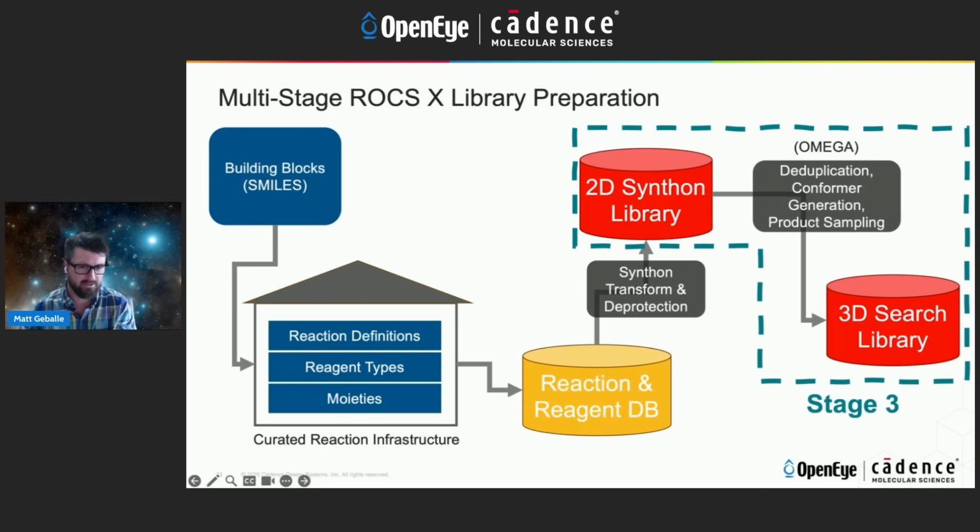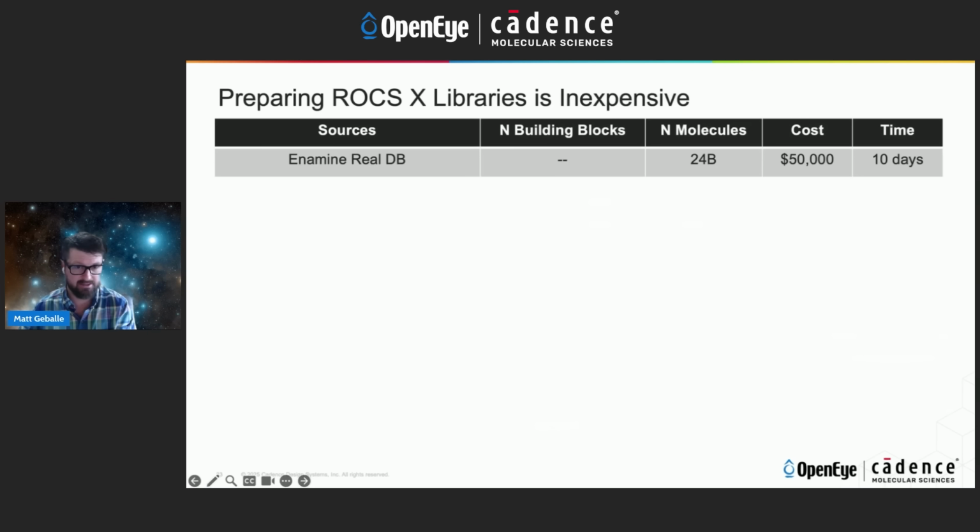One of the challenges about preparing libraries is the cost. When we generate conformers for the Enamine REAL database, which is 24 billion molecules, which is something that we do and make these available for our customers, but it's a significant amount of calculation.